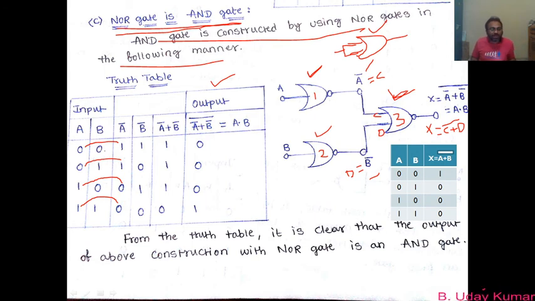Similarly, this is B, and let us try to find B bar. Here we have 0 and hence B bar becomes 1. Here we have 1 and hence B bar becomes 0, and here we have 0 and hence B bar becomes 1. Here B is 1 and hence B bar becomes 0. So these are the values of A bar and B bar that we get now.